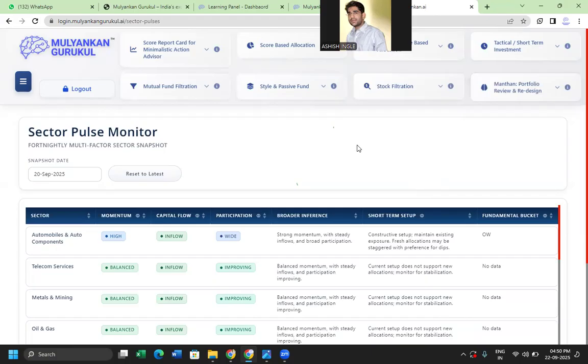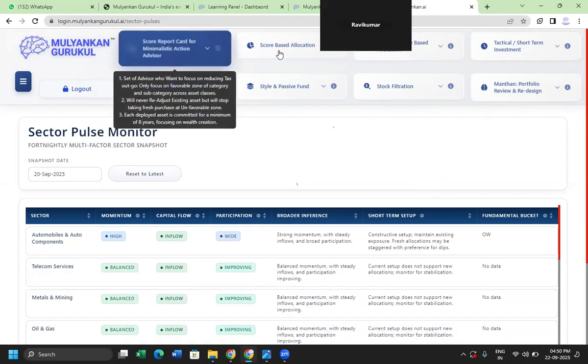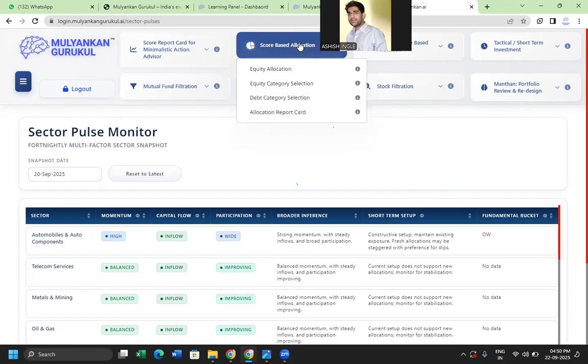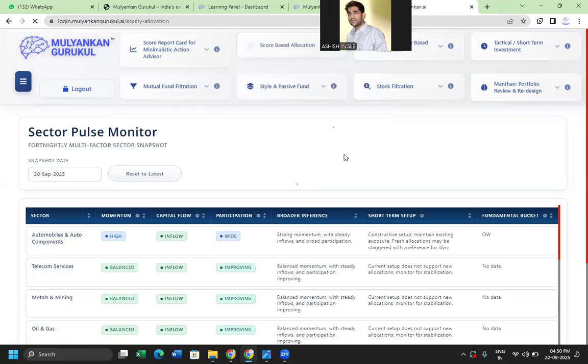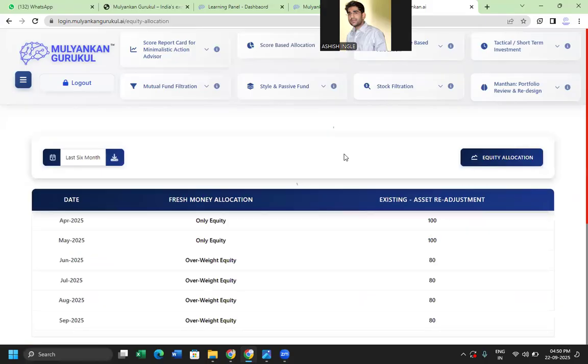Next question, sir. How to use the stock filtration? Score-based allocation. It is score-based allocation, okay. Second part, regarding the performance. In score-based allocation, equity allocation? Yeah. Okay, perfect, sir. So, sir, we are transparently providing you the score.